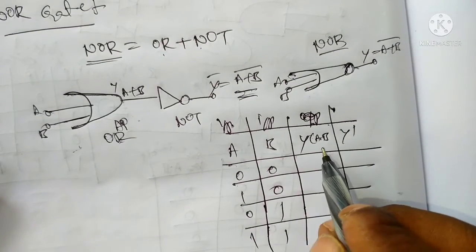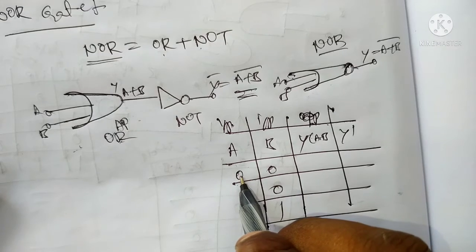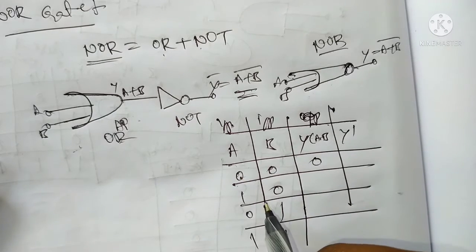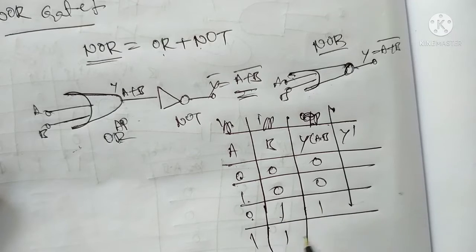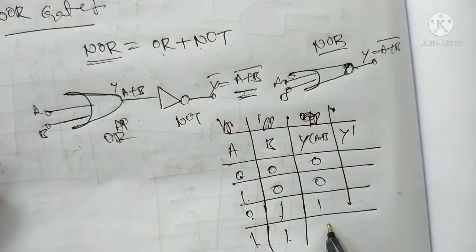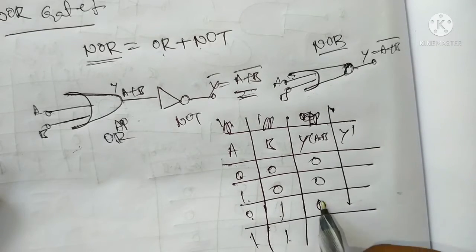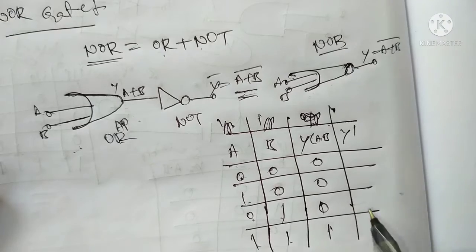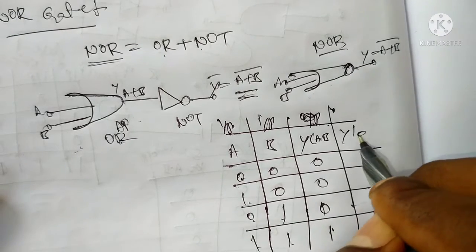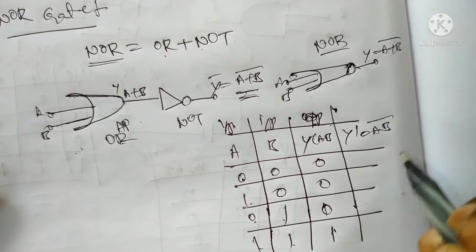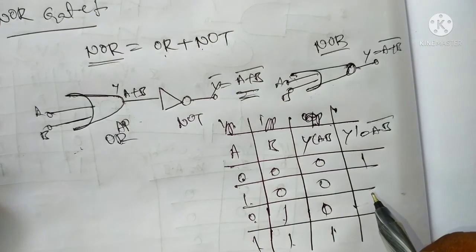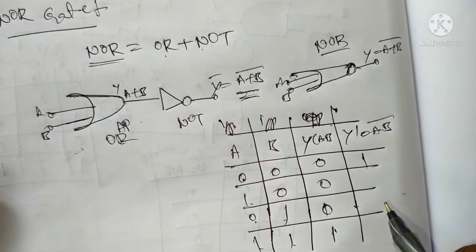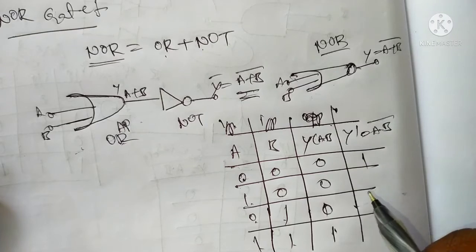Here the AND gate operation means 0 into 0 is 0, 0 into 1 is 0, 1 into 0 is 0, 1 into 1 is 1. Okay, this is Y dash, which is equal to A dot B bar. 0 bar means 1, 0 bar means 1.